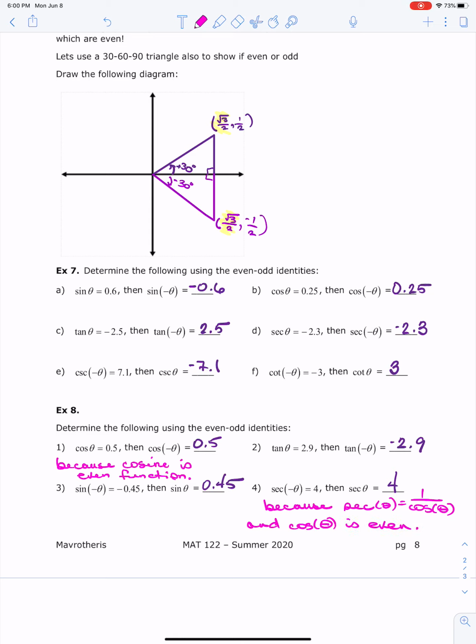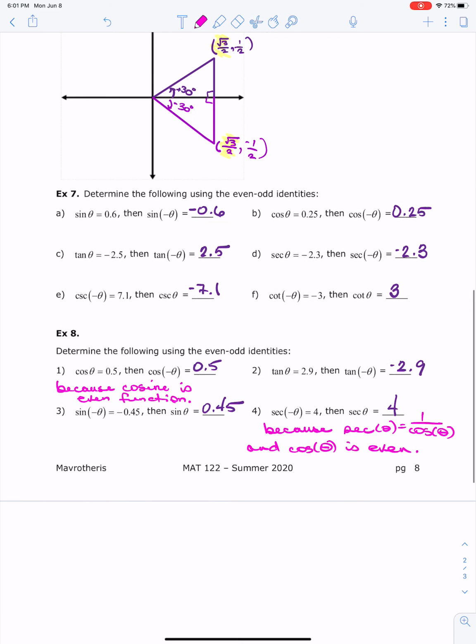So exercise 8, number 1. Ooh, what happened to my ABCD? Cosine is an even function, so if the cosine of theta is 0.5, the cosine of negative theta is 0.5. Tangent is odd on 2, so if tangent of theta is 2.9, tangent of negative theta is negative 2.9. 3, sine of negative theta is negative 0.45, so sine of positive theta is positive 0.45. And 4, if the secant of negative theta is 4, then the secant of positive theta is also 4. See you on page 9.